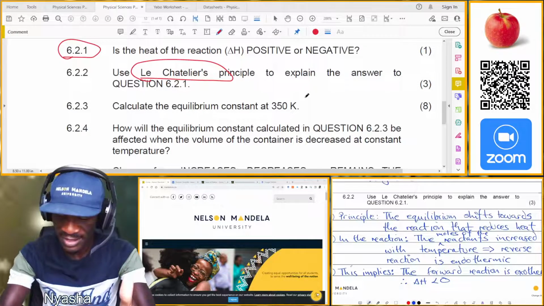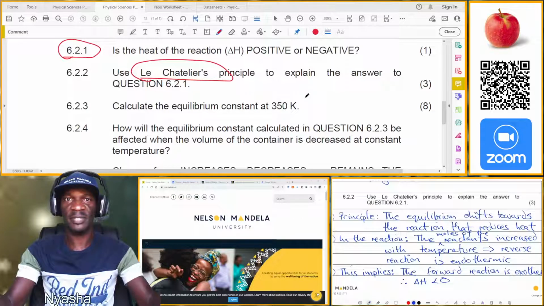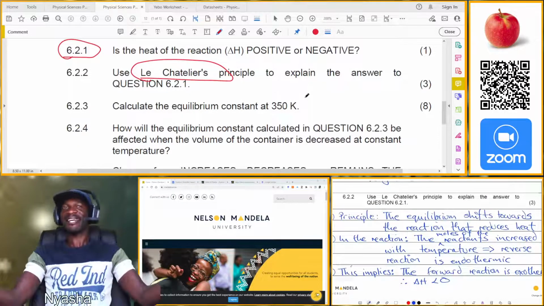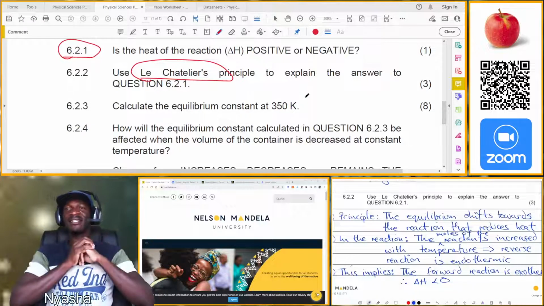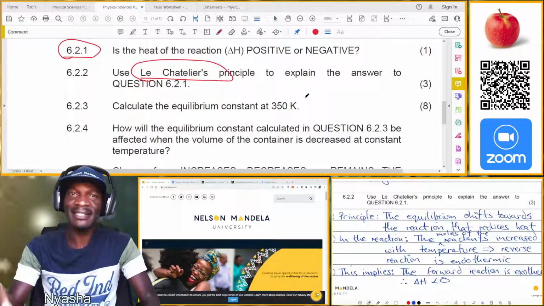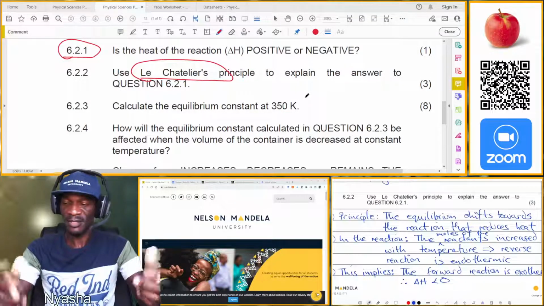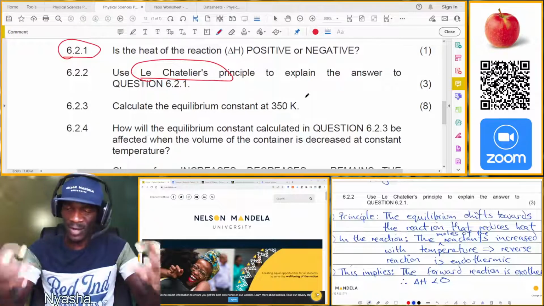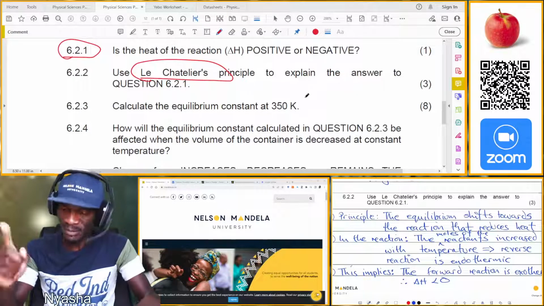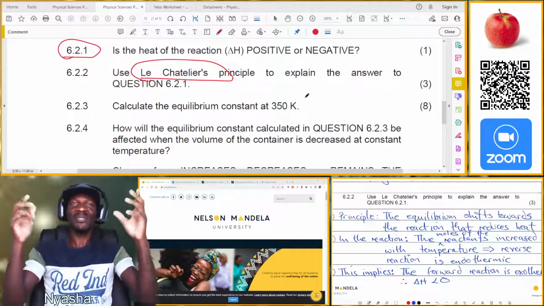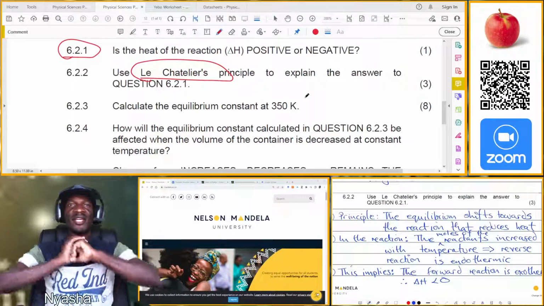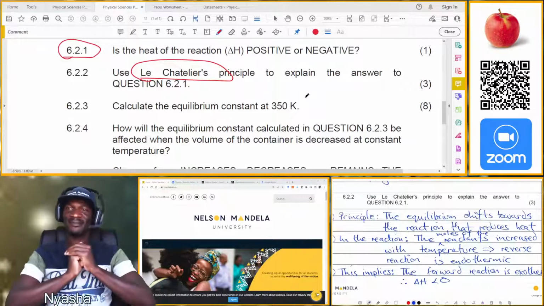So the principle states that the equilibrium of a reversible reaction shifts towards the reaction that reduces heat, according to what is taking place in this question. So the moles, or the quantity, of the reactants increased with temperature, isn't it? This implies that the reverse reaction is actually endothermic. By depositing heat into this system, the reverse reaction was favored, isn't it?